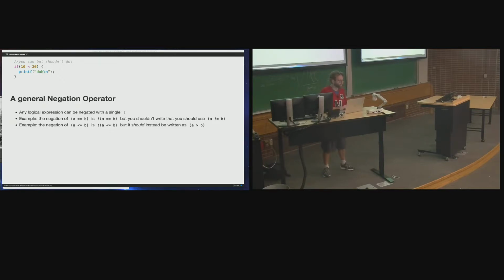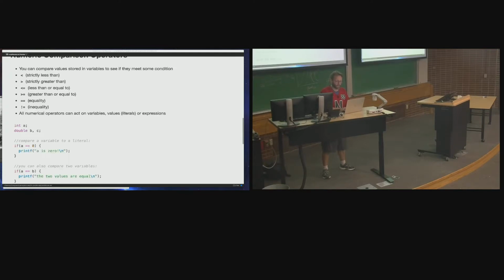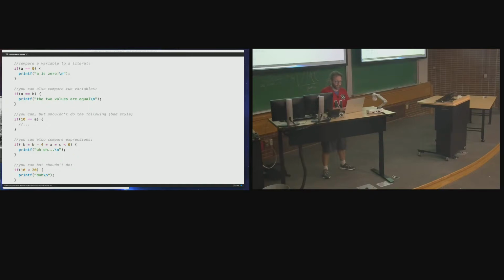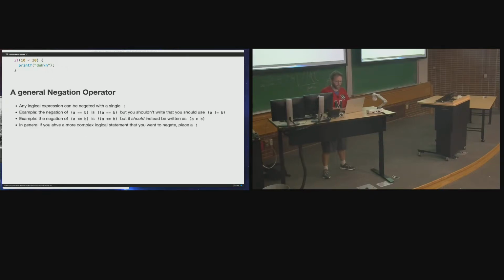Right? So, but in general, if you have a more complex logical statement that you want to negate, place a negation out front. Right? You place it out front because that's how you read it. Not less than or equal to. Not equal to. So you always say that not first. And so you always want to put the not, the exclamation point, out front. If you put it at the end, it only applies to what comes after it, not what comes before it. Okay?